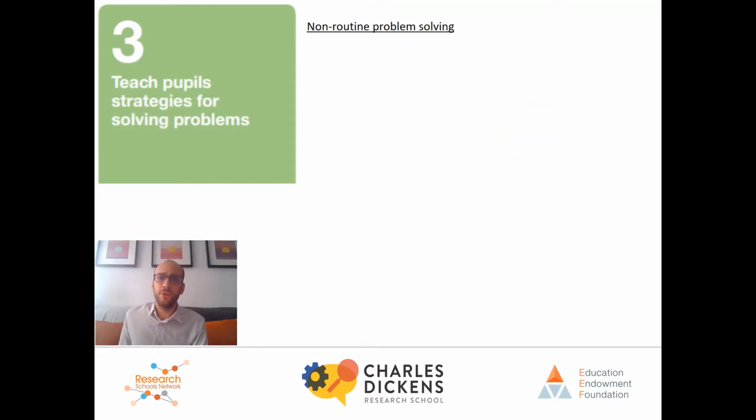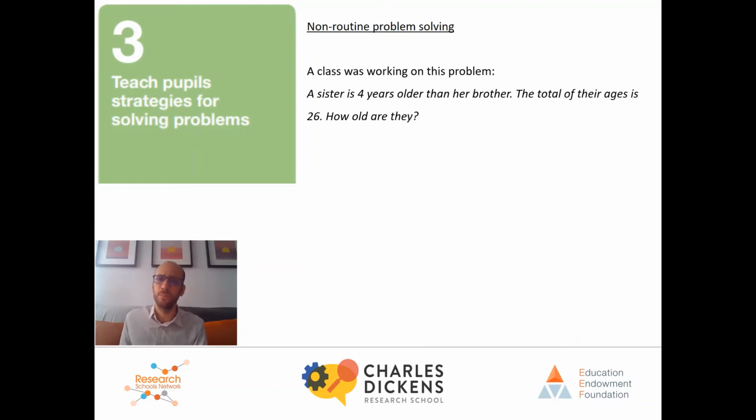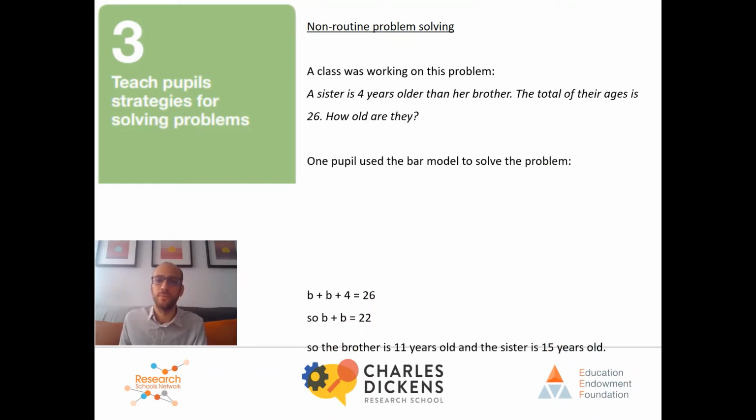We need to teach problems that require the development of a strategy. These strategies enable pupils to make sense of unfamiliar situations and discuss and tackle them intelligently. Here's an example of using bar modeling to compare different strategies to solving an unfamiliar problem. Here's the problem. A sister is 4 years older than her brother. The total of their ages is 26. How old are they?